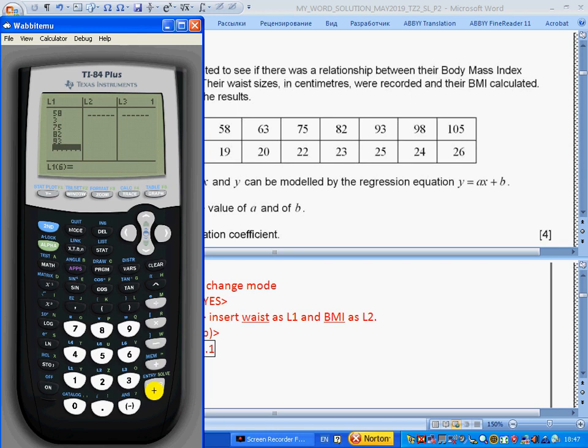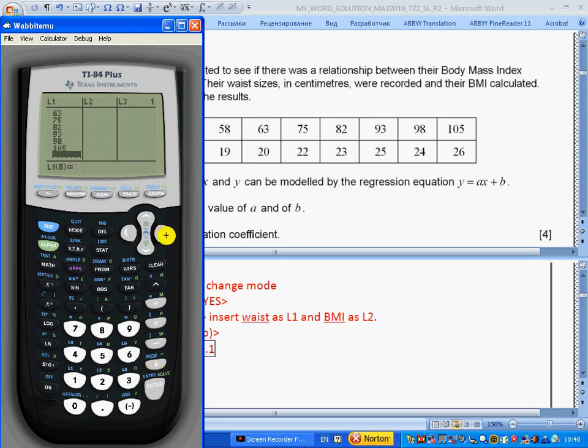So 58, 63, 63 is wrong, so let's go up. So 63, enter. 75, 82, 93, we go down. Now 98, enter. And 105, enter.